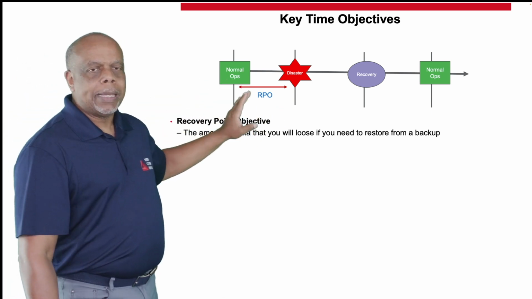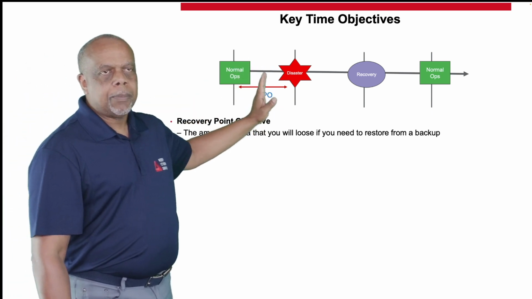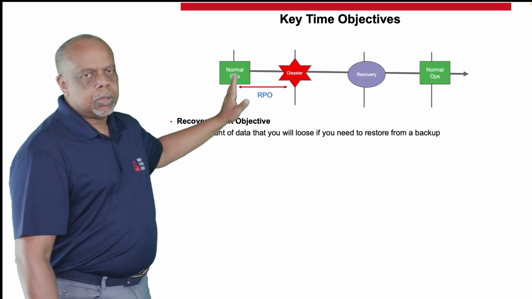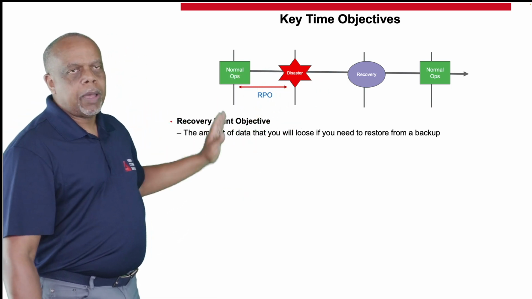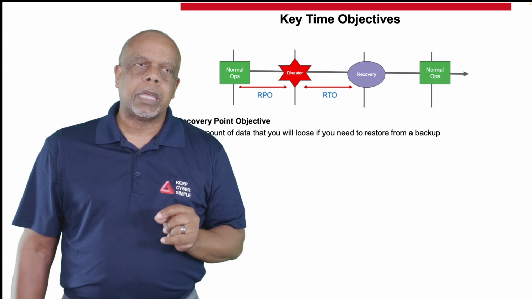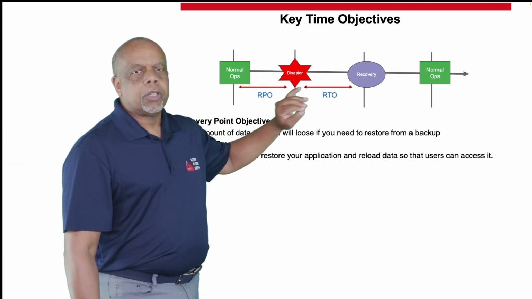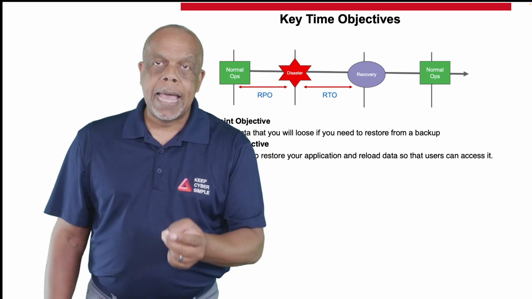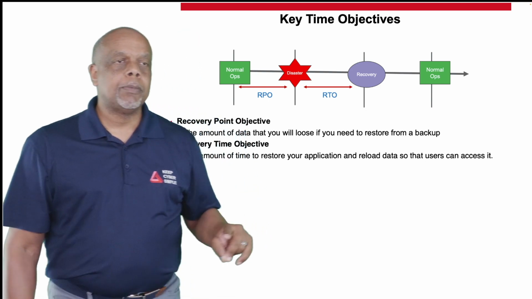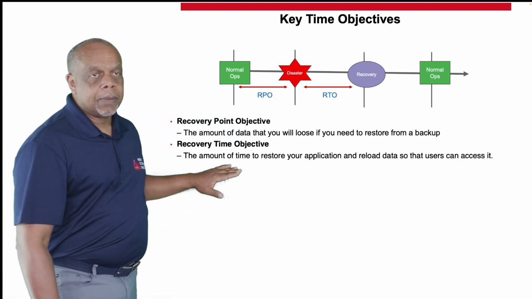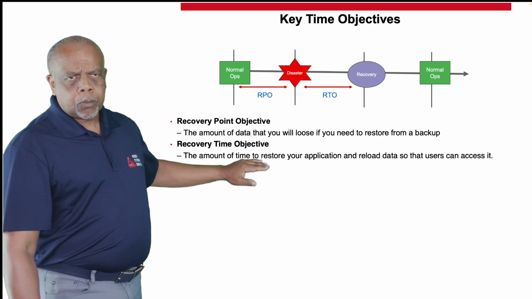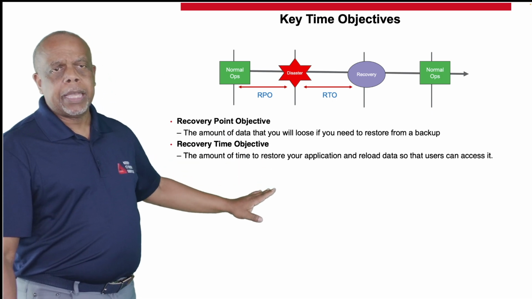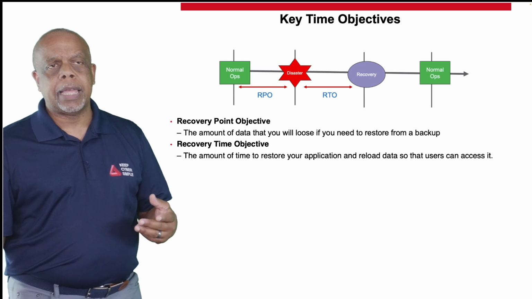That's recovery point, the point in time of data, how much data I would lose at this point based on my backup and recovery plan. Now, another term you're going to hear is RTO. RTO is recovery time objective. And what is recovery time objective? That's the amount of time to restore your application and reload data so that the user can access it.